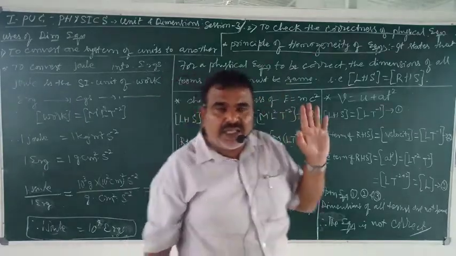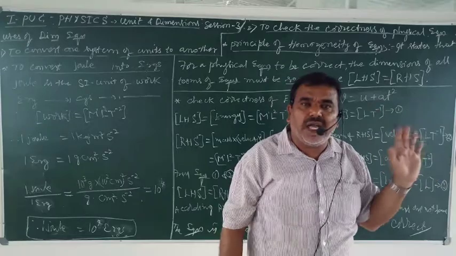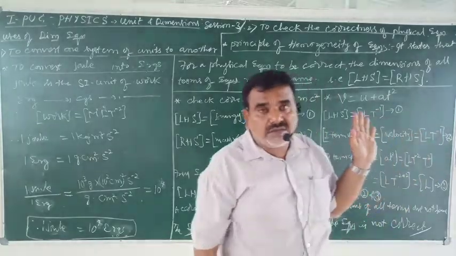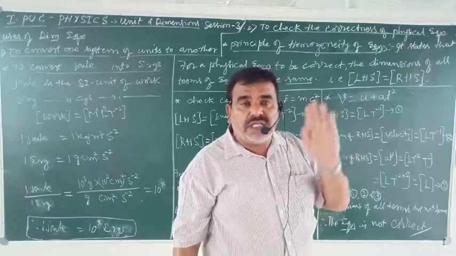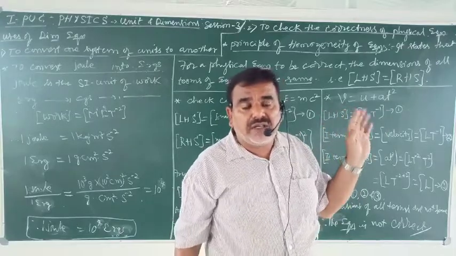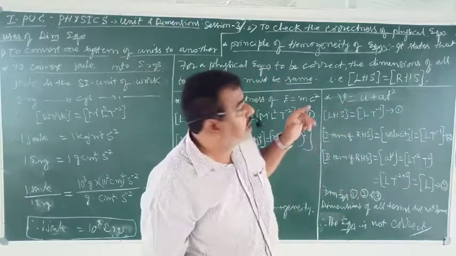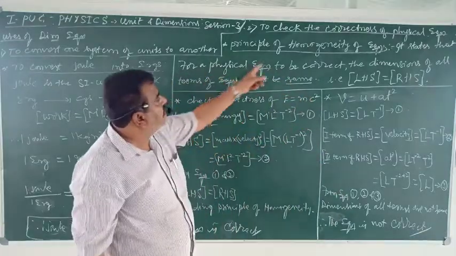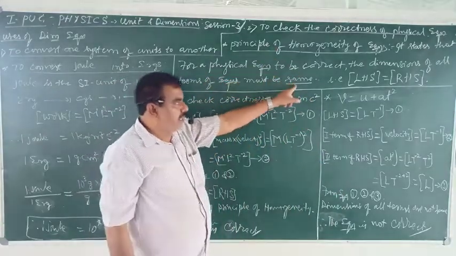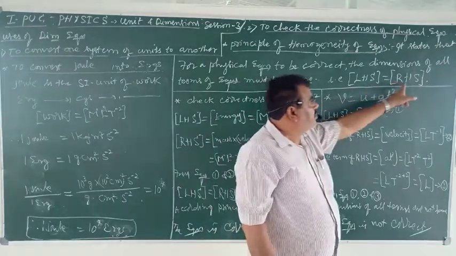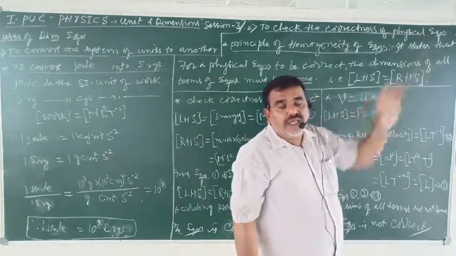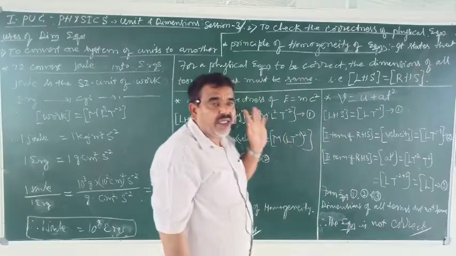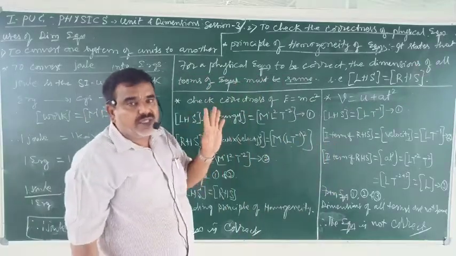We can add length to length. We can't add length to area. We can add displacement to displacement, velocity to velocity. We can't add velocity to acceleration. That is what this statement is saying. So the dimensional formula of left side and right side should be same. Then only the equation is correct. Otherwise, the equation is wrong.